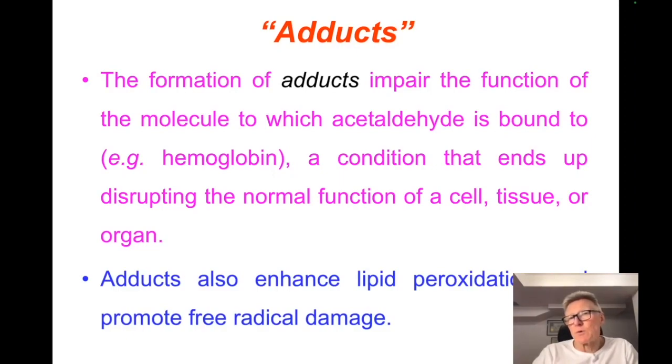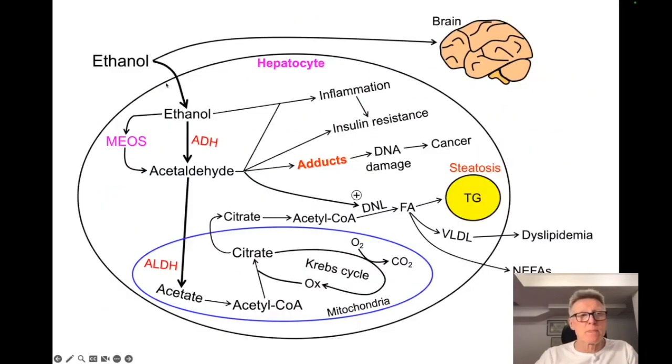For instance, hemoglobin. Hemoglobin, as we learned many times, is an important protein to carry oxygen. But if you have acetaldehyde binding to it, forming an adduct, it really impairs the ability of red blood cells to transport and deliver oxygen to organs and tissues. So ethanol enters the hepatocyte. MEOS and ADH convert ethanol into acetaldehyde. Now acetaldehyde enters the mitochondria. In the mitochondria, acetaldehyde dehydrogenase converts it into acetate.